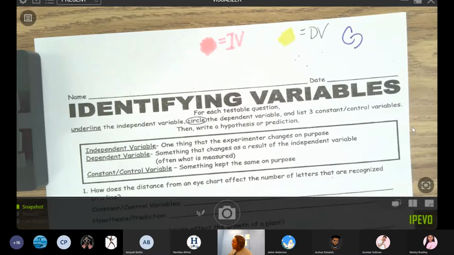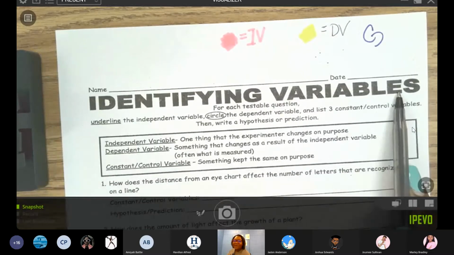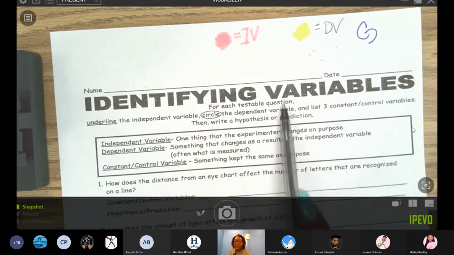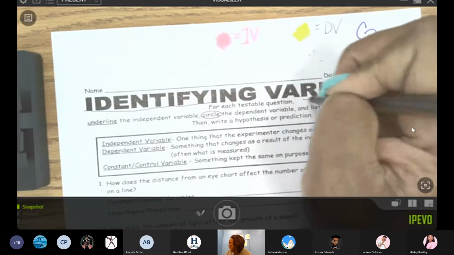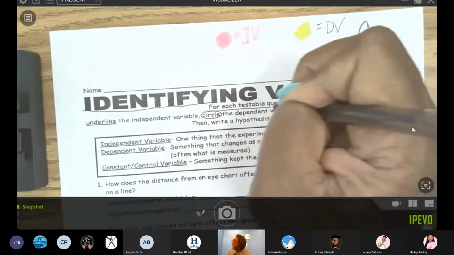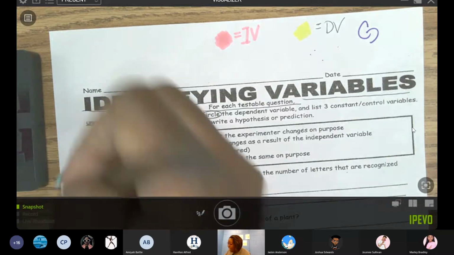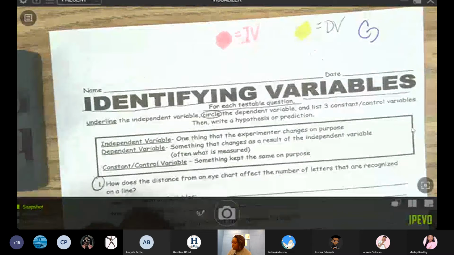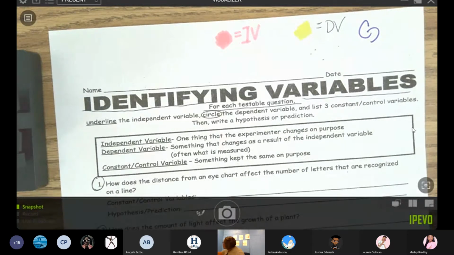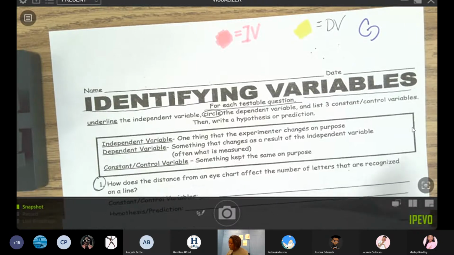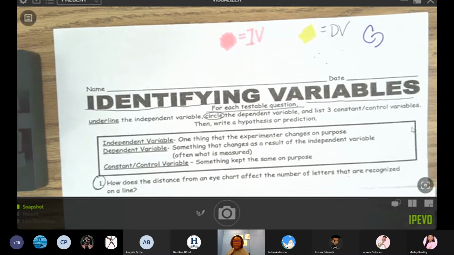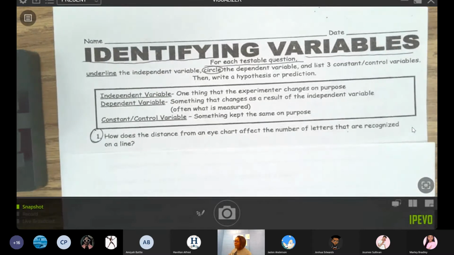So in your notes, you should have written identifying variables for each testable question. That's all you need to have in your notes there. I'll underline it so you know what you need to have. And in your notes, if we were in class together, you would already have this sheet. But in your notes, you're going to write these top 3 questions in your notes, okay? So let's start with our first one.